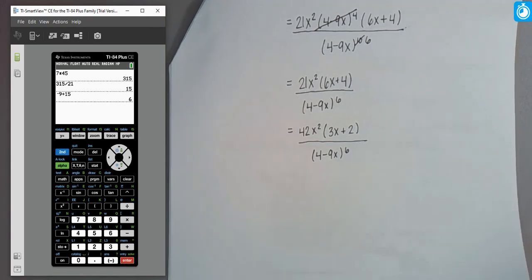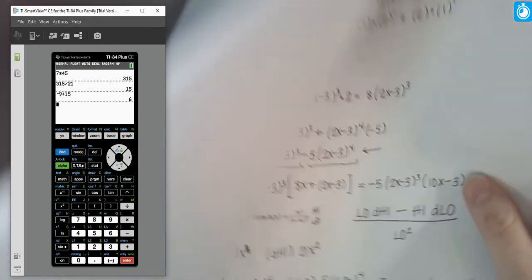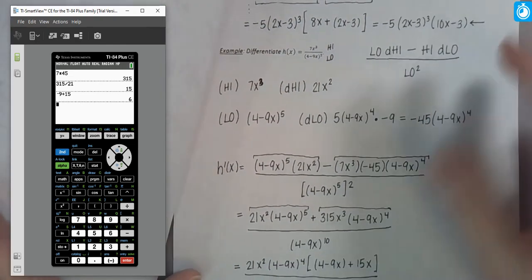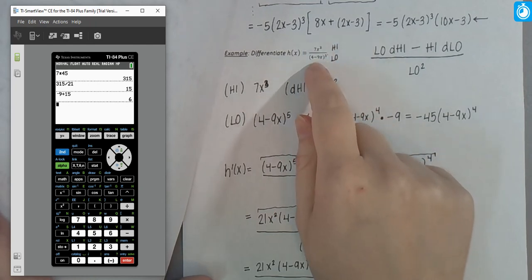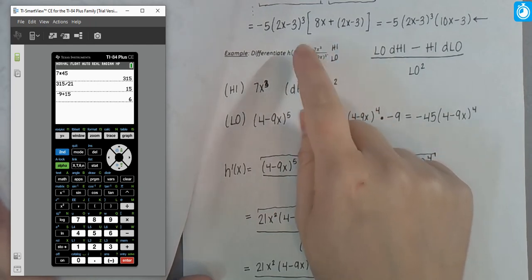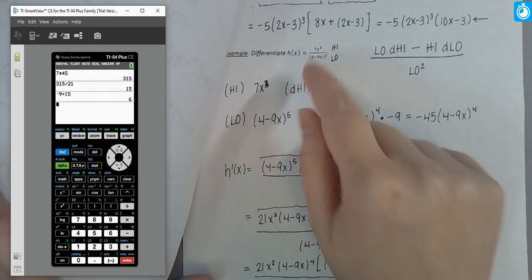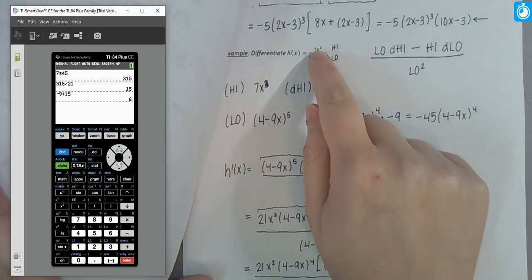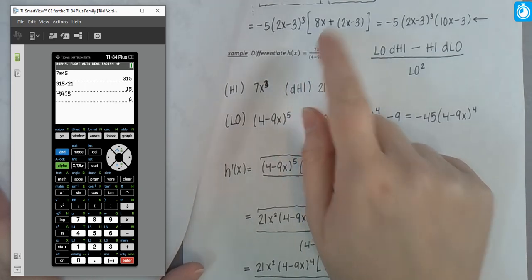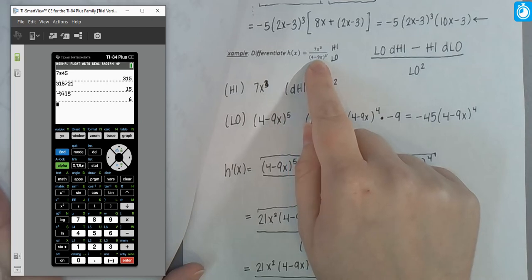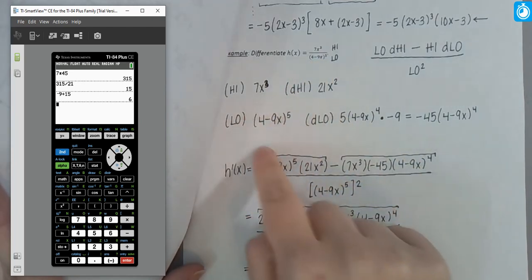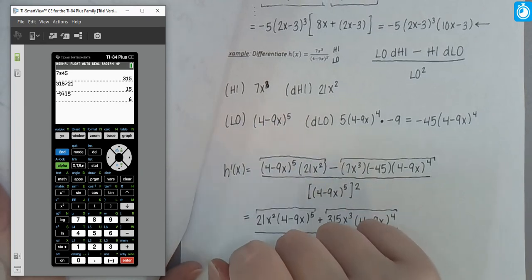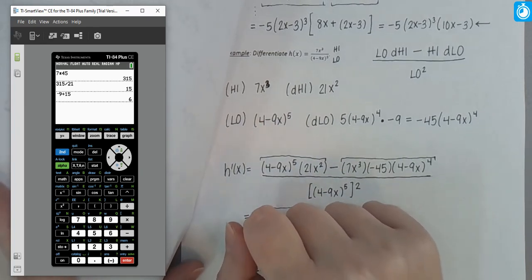So just to recap what happened with this one, this was a long one. The actual function itself that we started with was a quotient of 2 individual functions. So we had to use the quotient rule to differentiate. Now within the quotient rule, we needed the derivative of the upper function, the derivative of the lower function, but the lower function required the use of the chain rule. In this case, we can think of it like the extended power rule.